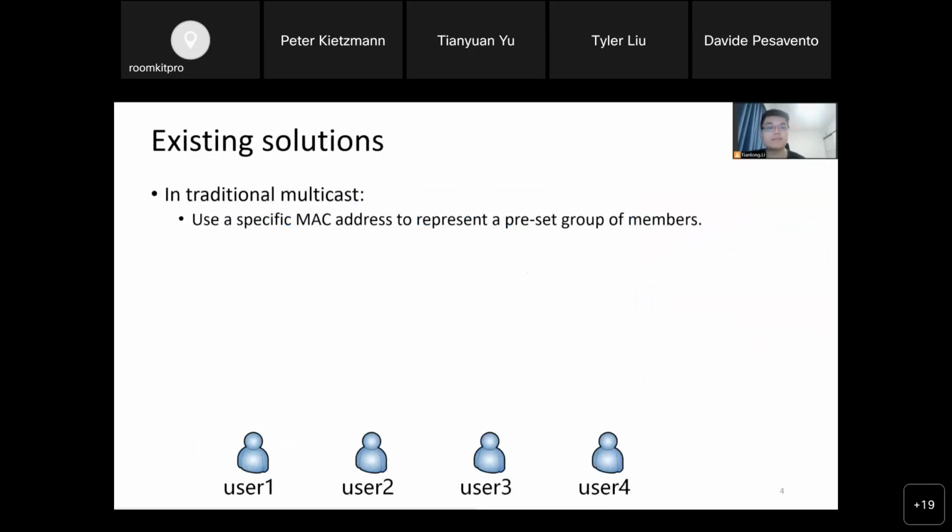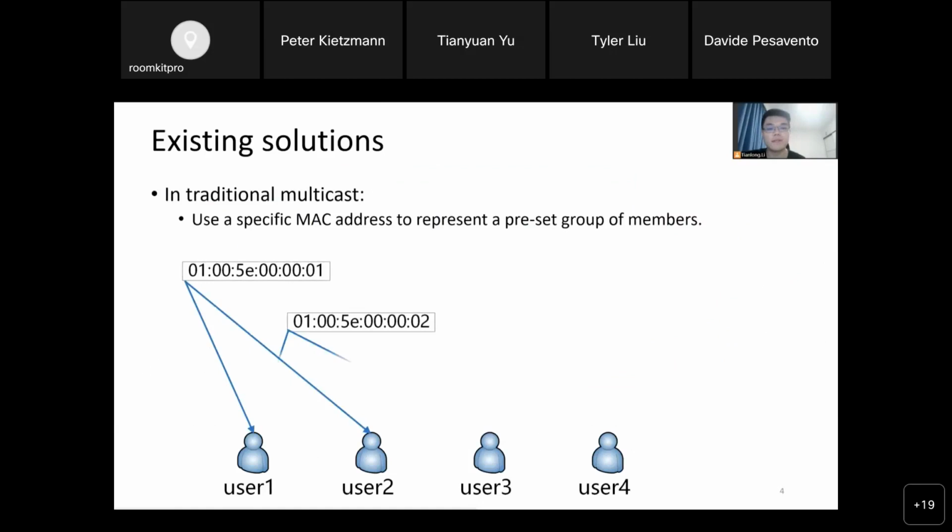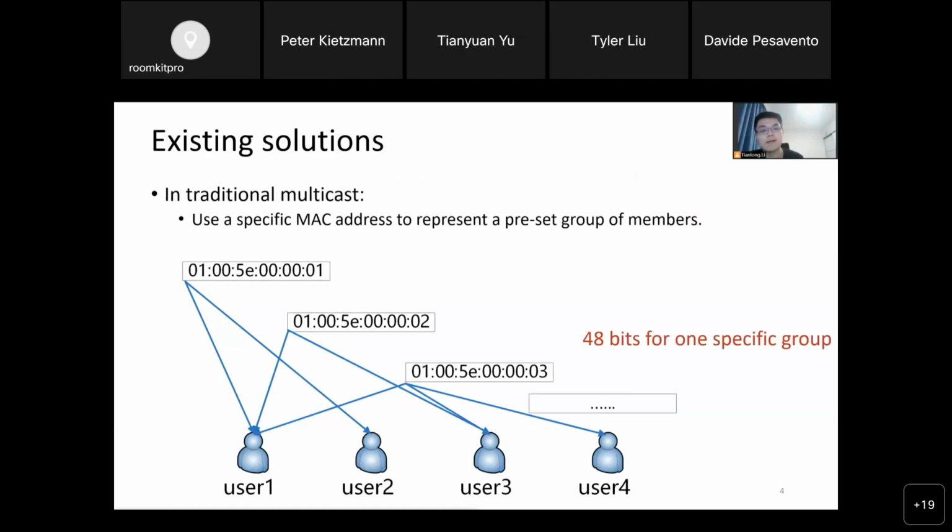In traditional multicast methods like IGMP, the idea is using a specific MAC address to represent a preset group of members. This works for relatively static multicast requirements, but for dynamic situations, such as the same requests from user 1 and 2, a group address needs to be configured. Same requests from user 1 and 3, another group address needs to be configured. Then maybe same requests from user 1, 3, and 4, and so on. Notice that in the traditional method, the whole 48 bits of the MAC address is used to identify one specific group, which is inefficient for dynamic multicast.